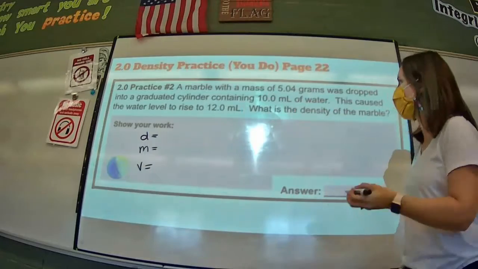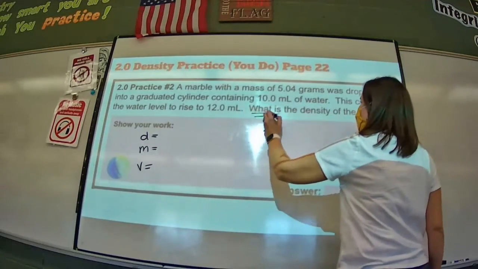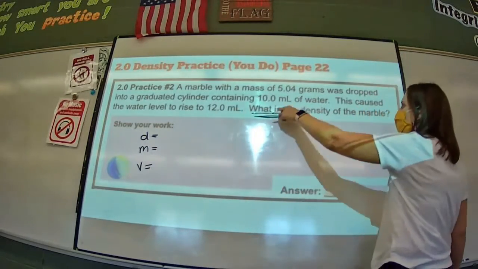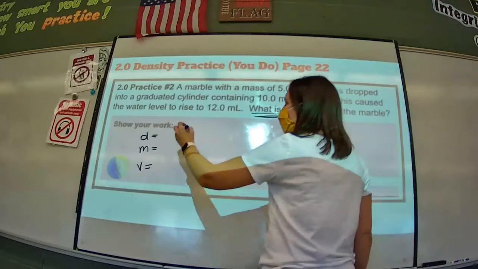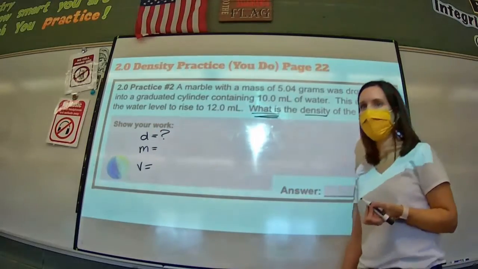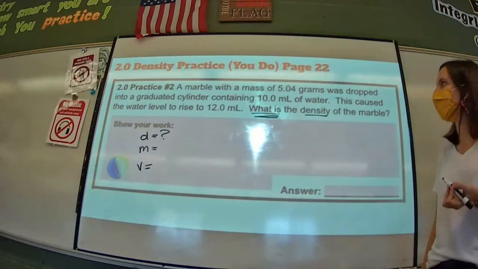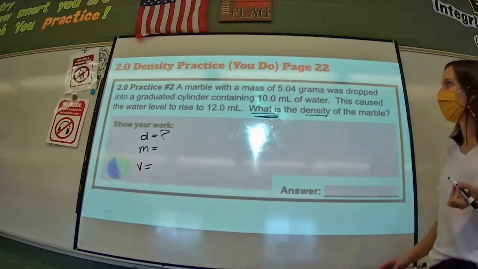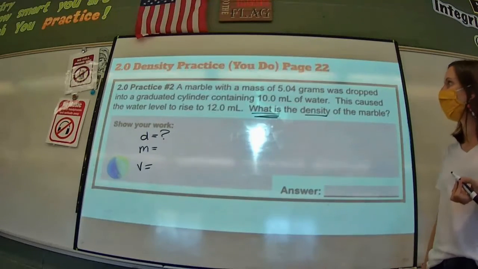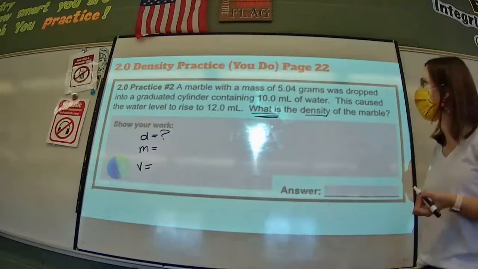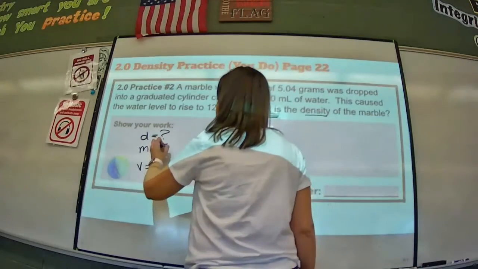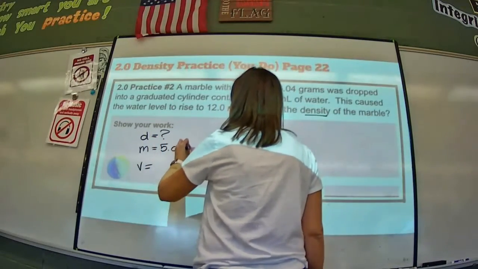So if I look, it says what is. So what is is a context clue that means question mark. So what is the density? So our question mark again is going to be density, just like it was in the previous problem. Now I need to figure out what is my mass and what is my volume. So the marble has a mass of 5.04 grams. So I know that 5.04 grams is my mass.